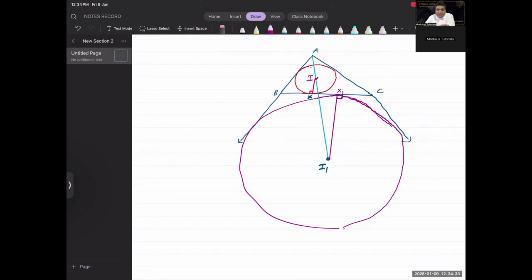Any problem in this, guys? Any problem whatsoever? Easy peasy. So this you can call it as maybe M. Let's say this is N. Wherever the circle is meeting, this is N.